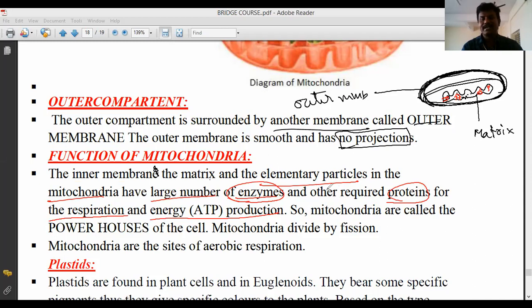In this mitochondria also, an excess amount of protons moves from the point of higher concentration to the point of lower concentration. When the protons move from higher concentration to lower concentration, energy is released in the form of ATP. That's why mitochondria are called the powerhouse of the cell.